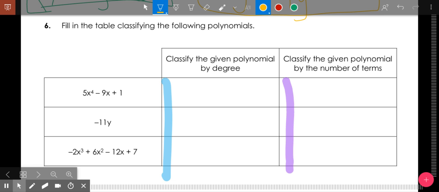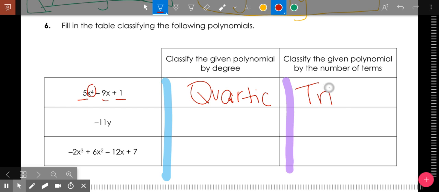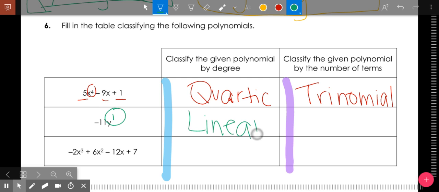Looking at this first one, my biggest degree is 4. So that means I'm going to be quartic, or my biggest exponent is 4. Then I have 1, 2, 3 terms. So it's a trinomial. Next one, degree. I do have a variable, so it's not going to be a constant. But that y has an exponent of 1. That's my biggest exponent, so it's going to be linear. There's only one term, so it's monomial.